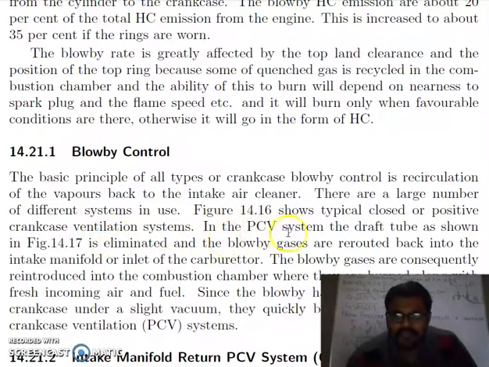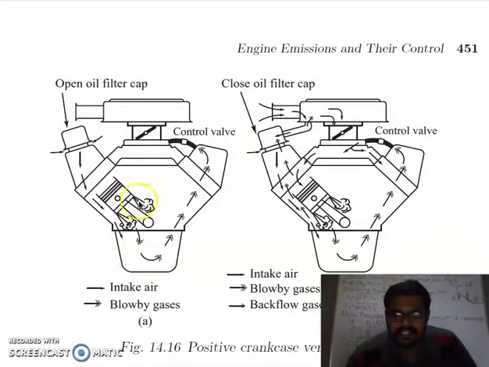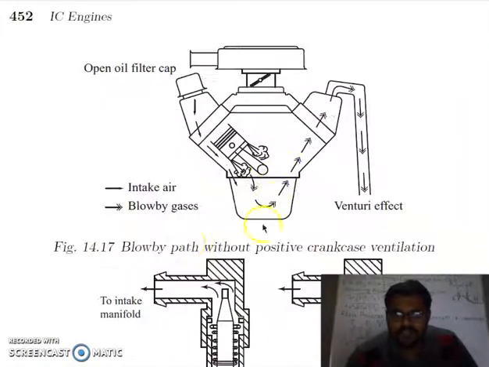In a positive crankcase ventilation system, the draft tube is shown in 14.17. So this is a positive crankcase ventilation system without the draft tube. This is the blow-by path without positive crankcase ventilation, and you can see this is the draft tube, which will work on the Venturi effect when the gases go from here to here. Although the outside pressure is 1 atmosphere, due to the size of this tube, suction will be created and the fluid will itself move out of this tube, which is called the Venturi effect.